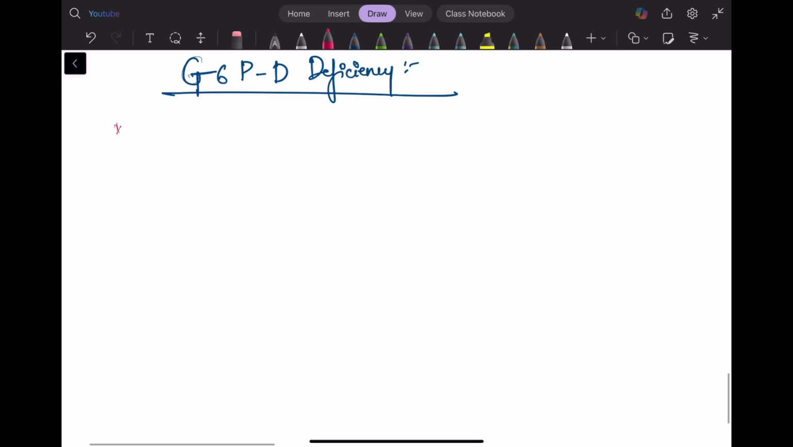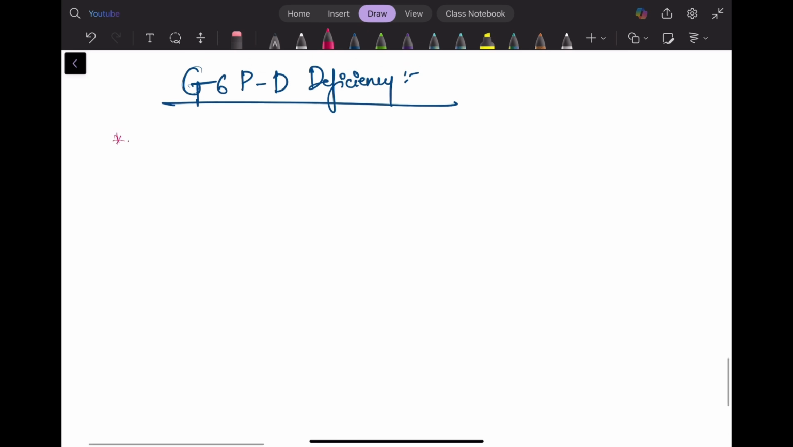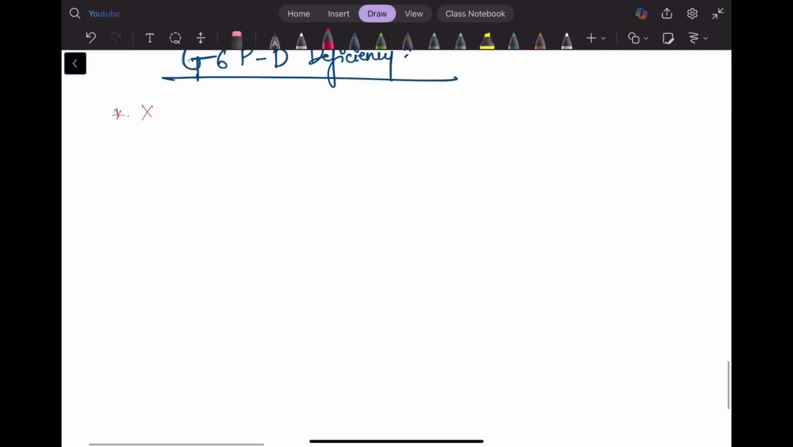So, first point in hematology, we need to learn which kind of disease it is. So it is X-linked recessive. Right? Then we have pathogenesis.